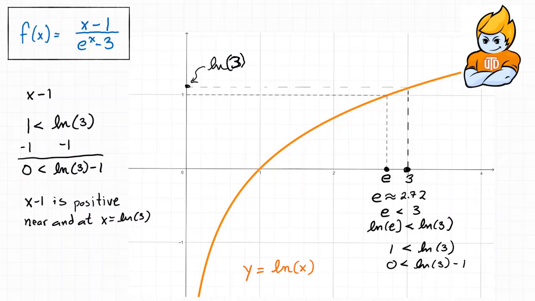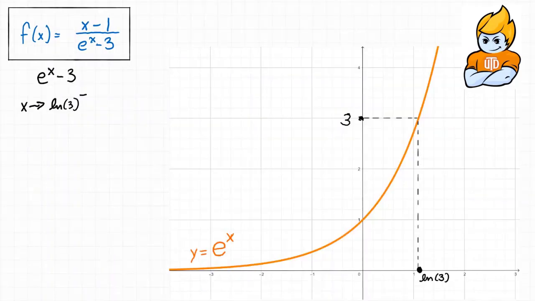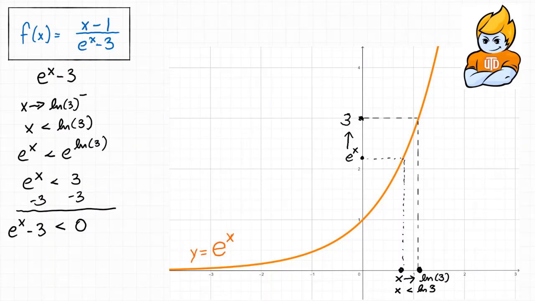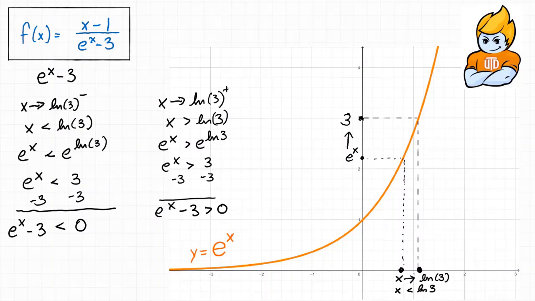We can next look at the denominator. Suppose x is approaching log 3 from the left. Then x is smaller than log 3. We can exponentiate both sides of the inequality. The exponential function is increasing, so the order remains the same. And we can subtract 3 from both sides of the inequality to get that e to the x minus 3 is going to be less than 0. Using a similar algebraic or geometric argument, as x approaches log 3 from the right, the denominator of our function is going to be positive.